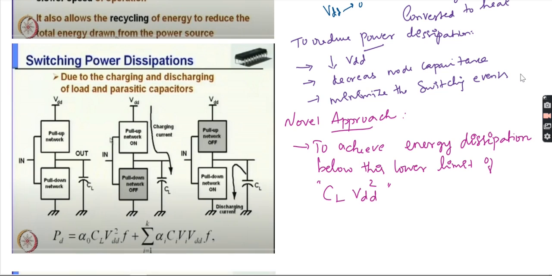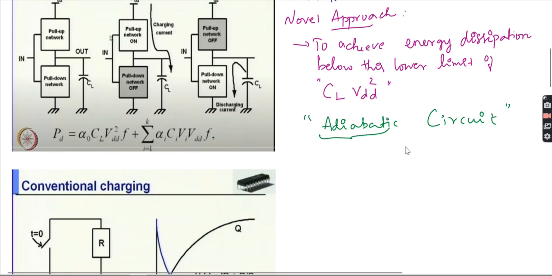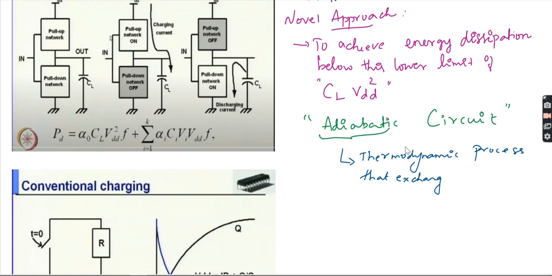So how can it be done? This can be done with the help of a new class of circuit. That circuit is known as the adiabatic circuit. Here we need to know what adiabatic is. The term is new. Adiabatic is nothing but a thermodynamic process that exchanges no heat with the environment.